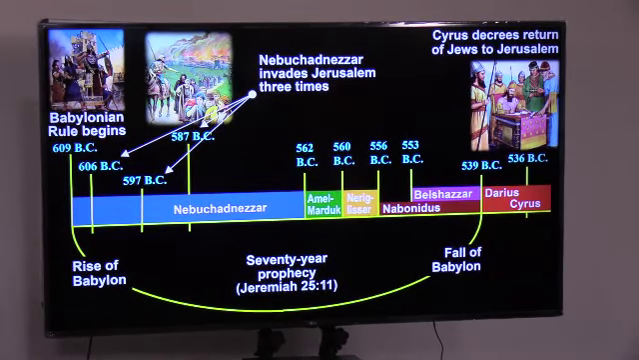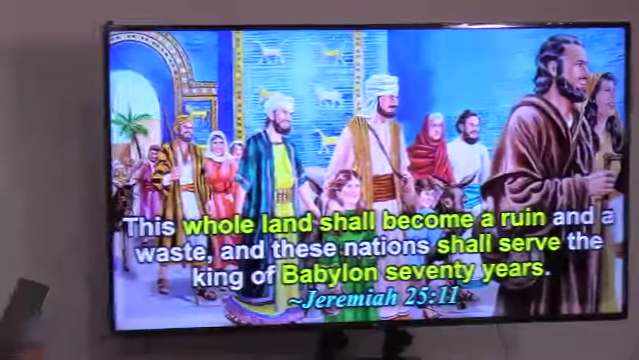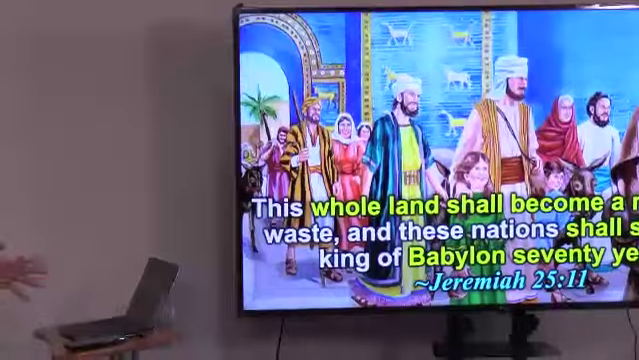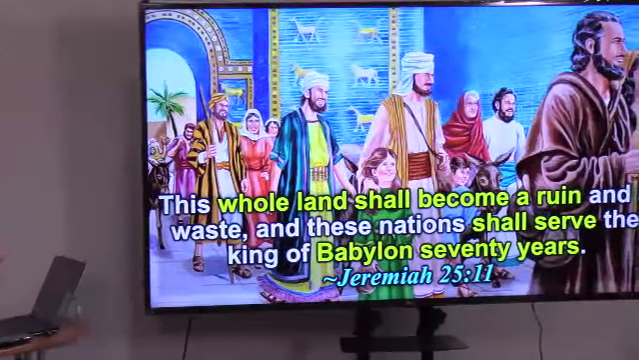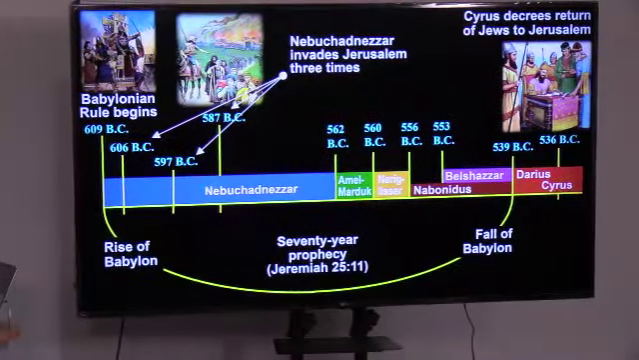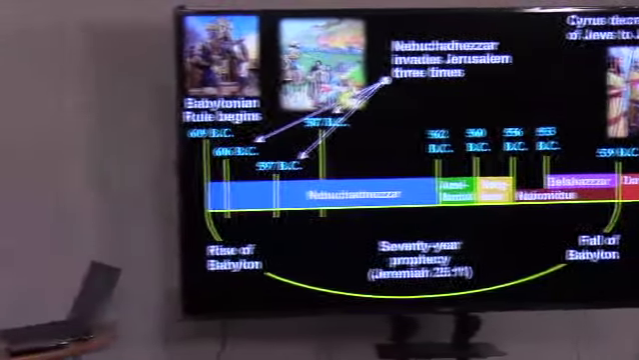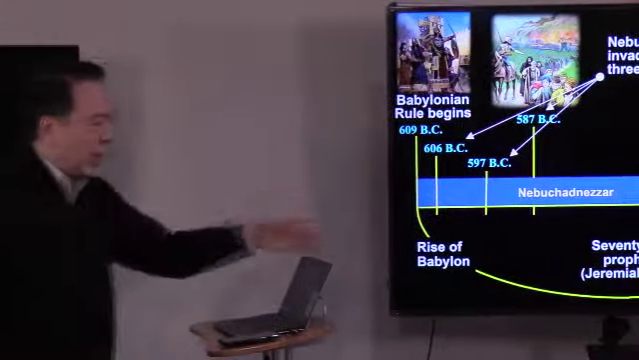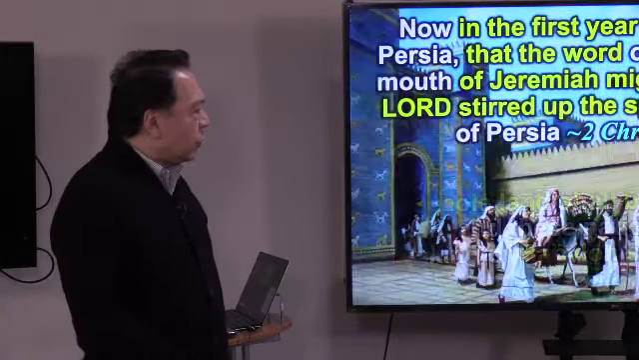But if you look at the verse in Jeremiah, it's got nothing to do with the Jewish people. It is actually saying that this nation shall serve the king of Babylon 70 years. It's about Babylon. Jeremiah is saying, I'm giving Babylon 70 years. And when Babylon falls, Cyrus, who's the leader of the next empire, will take my people back to where they are and rebuild the temple.